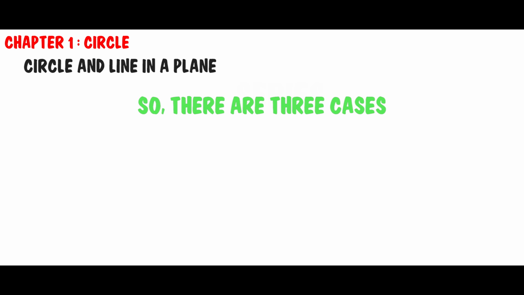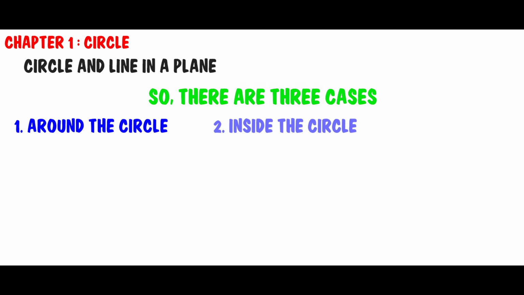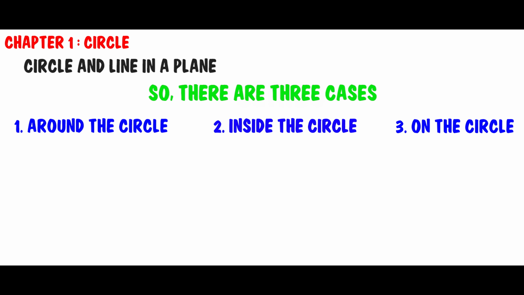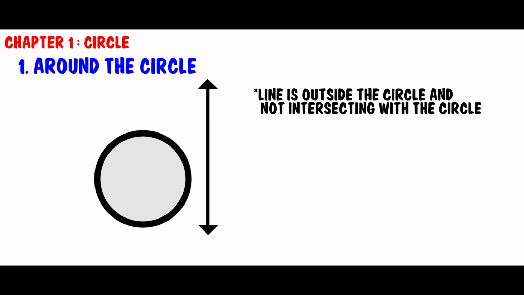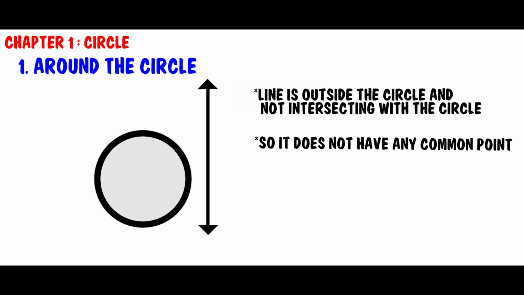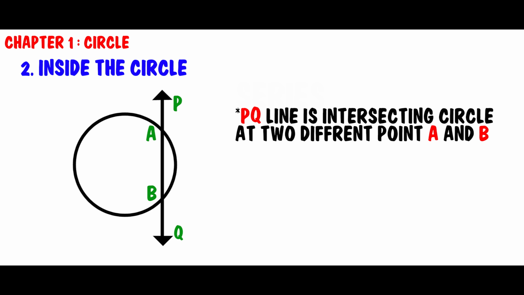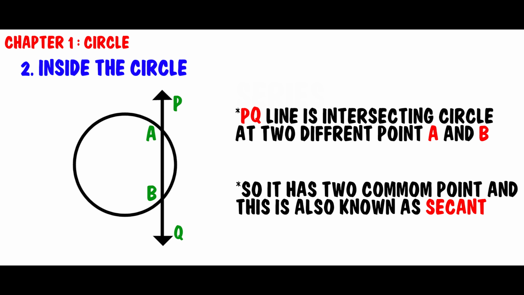Moving on to the second topic, the circle and a line in a plane. There are three cases in which a line can be drawn around the circle, inside the circle or on the circle. In the first case, the line is outside the circle and does not intersect it, so it doesn't have any common point. In the second case, the line intersects at two points. You can see the line PQ intersects the circle at A and B. So it has two common points, and this is known as a secant.